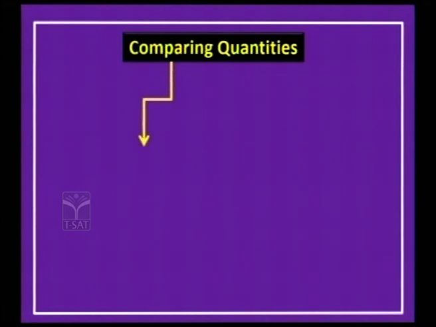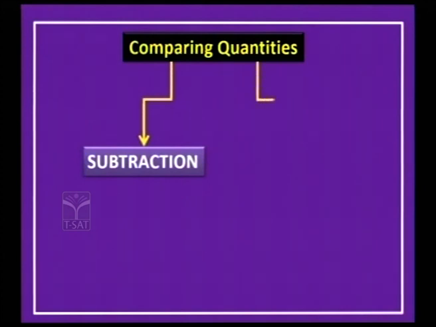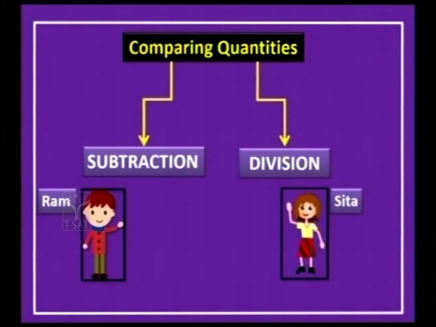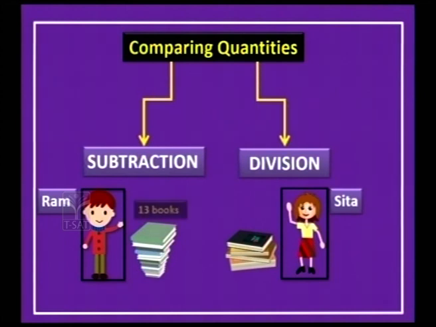So generally, while comparing quantities, we have two ways. One is the way we compare using subtraction. The other way is we compare using division. So children, we can compare the quantities either by subtraction or by division. Now take a look at an example. See here Ram and also Sita. Ram has some books with him and Sita also has some books. Let us consider Ram has 13 books and Sita has only 4 books.